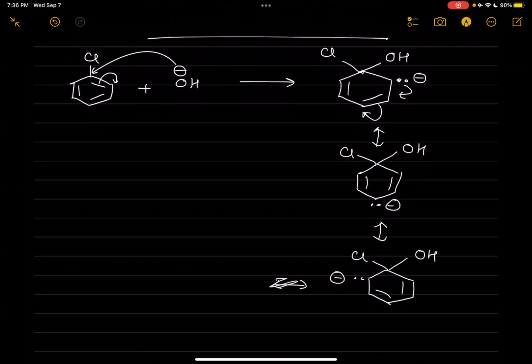So this OH minus comes in, and the question is, this carbon is already making 4 bonds, so how can that OH minus come and fit in here? If that OH minus is coming in and bringing in the electron pair, something needs to be pushed aside, and who is going to get pushed aside? The pi electron, right?